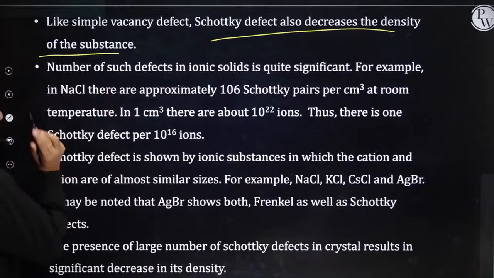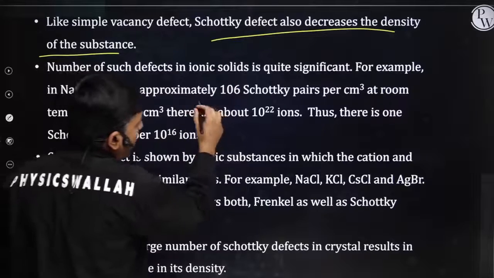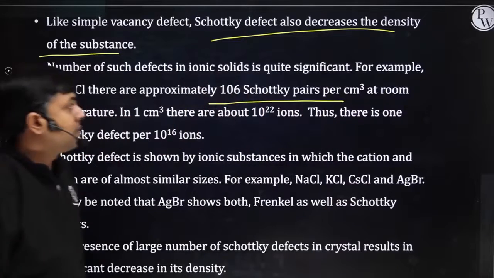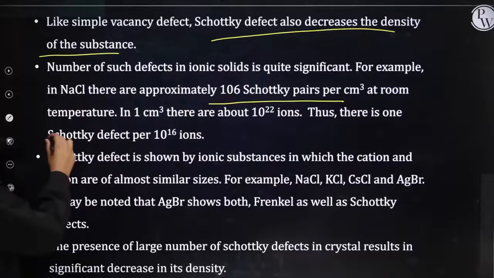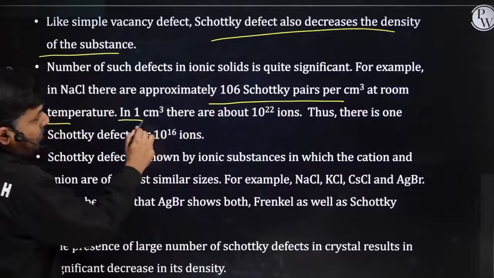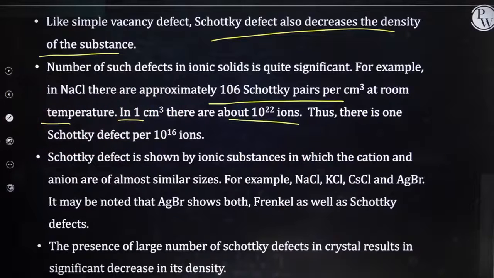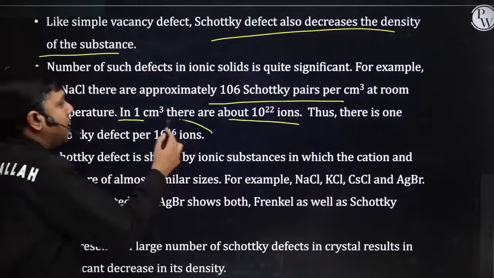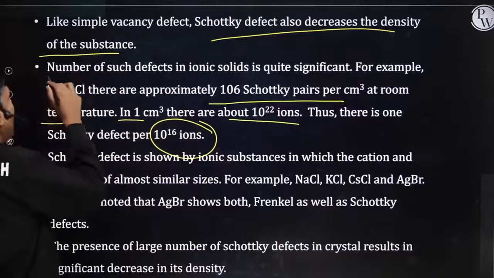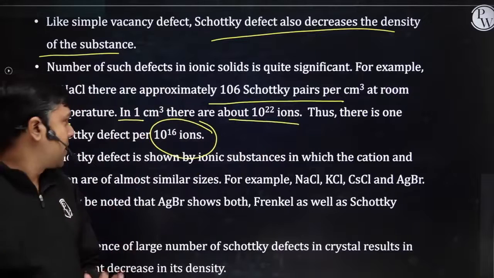The number of such defects in ionic solids is quite significant. For example, in NaCl, there are approximately 10 raised to the power 6 Schottky pairs per cubic centimeter at room temperature. In 1 cubic centimeter, there are about 10 raised to the power 22 ions. Thus, there is one Schottky defect per 10 raised to the power 16 ions. Although these data are not that important.